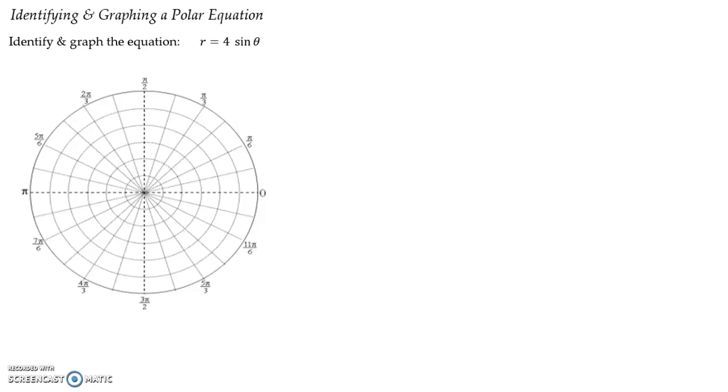Go ahead and take a look at this next example. We've got r equals 4 times sine of theta. And we want to go ahead and convert this equation to rectangular form, and we'll go ahead and sketch it on our polar grid as well.